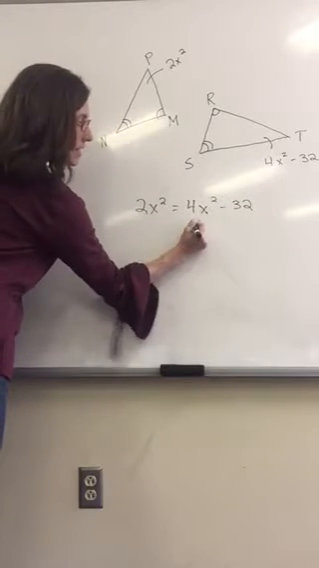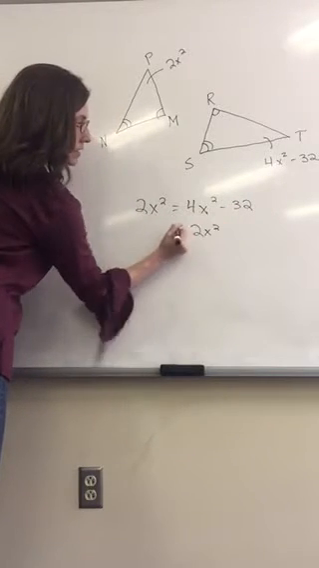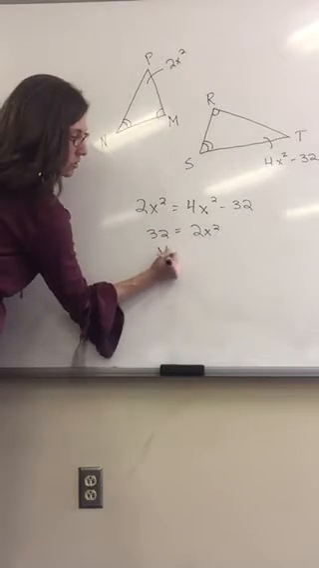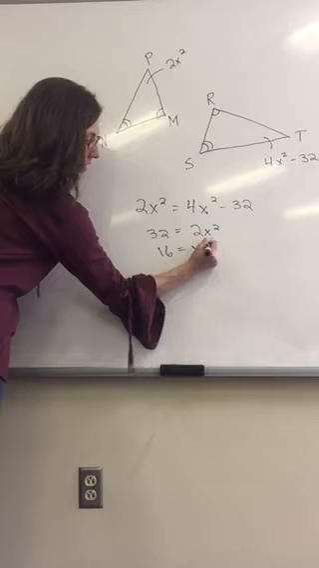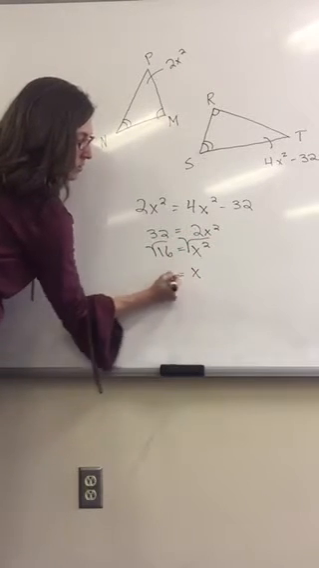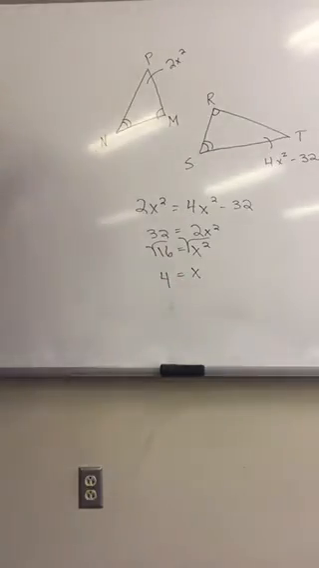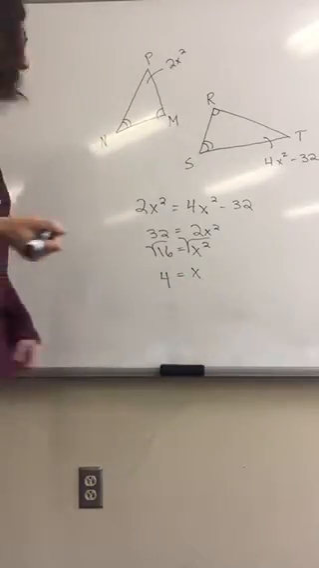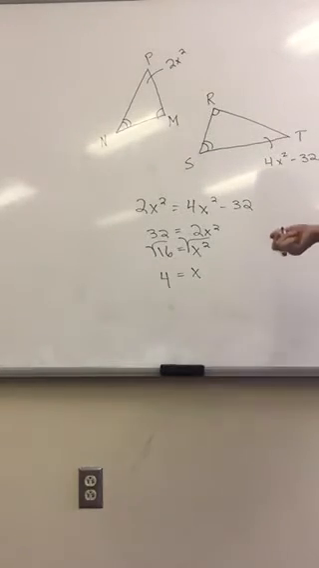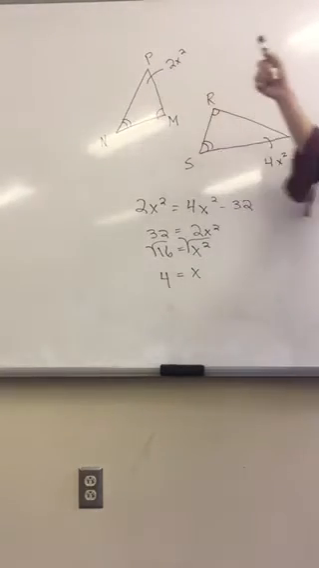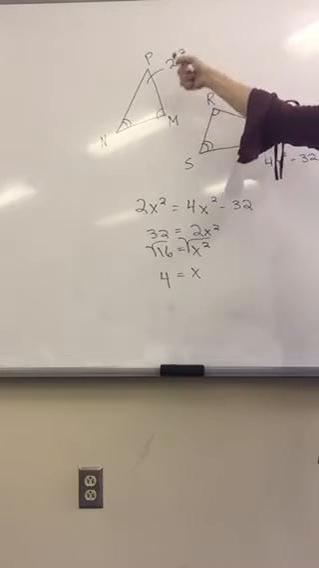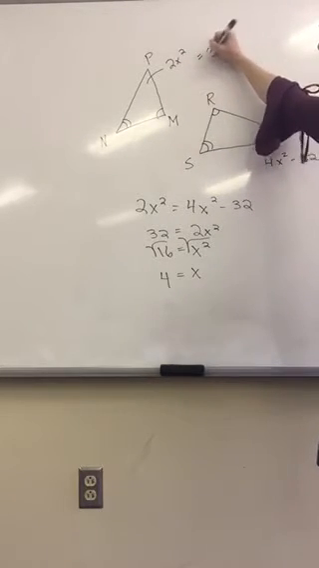Let's move the 2x squared to this side, so we've got 2x squared. Let's add 32 to both sides. Now let's divide both sides by 2. We've got x squared equals 16. Take the square root of both, and we have x equals plus or minus 4, but only a positive 4 would work here because it's the length of a side. All right, so we know what x equals, but they asked us to find the measures of the angles. So for example, P would be 2x squared. x squared is 4 times 4 is 16, times 2 is 32 degrees.